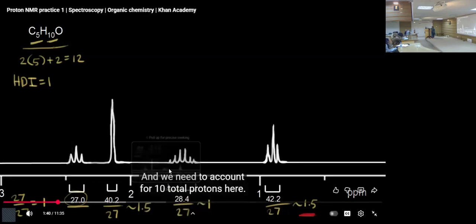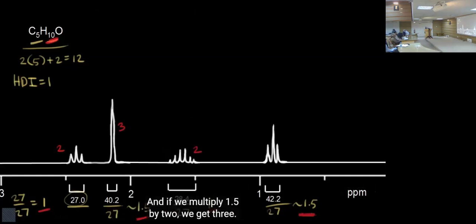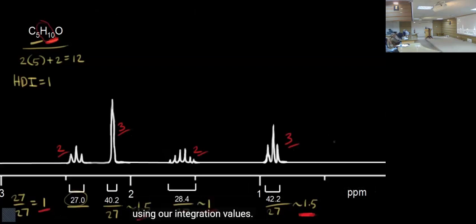To account for 10 total protons here, if we multiply 1 by 2, we get 2 protons. So this signal represents 2 protons. If we multiply 1.5 by 2, we get 3. So this signal represents 3 protons. If we multiply 1 by 2, we get 2, and if we multiply 1.5 by 2, we get 3. So if you add all those up, 2 plus 3 plus 2 plus 3, that's of course 10 protons. So now we've accounted for all 10 protons using our integration values.